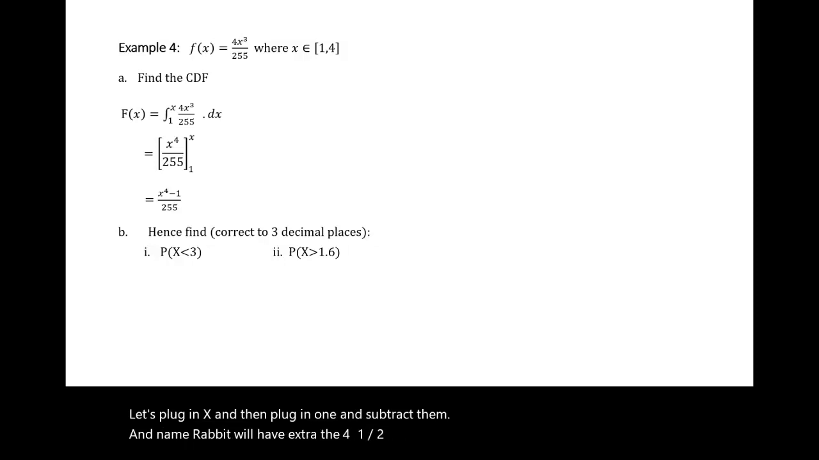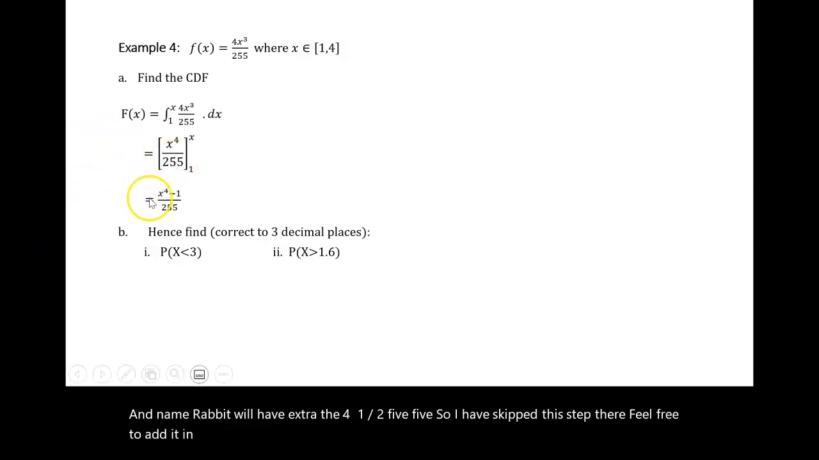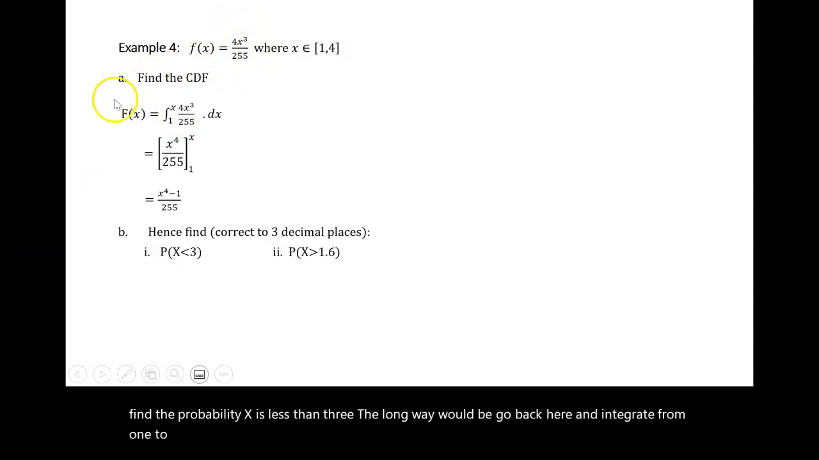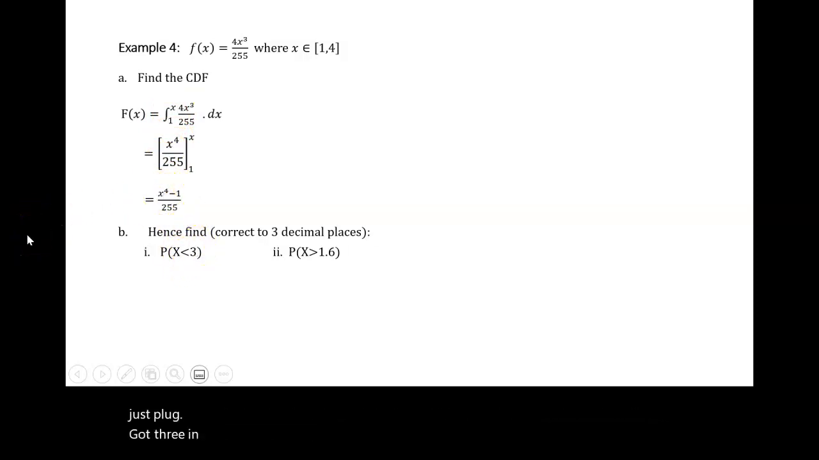So I have skipped a step there. Feel free to add it in. But combining my fractions, I thought just made it a little bit neater. Now I've got to find the probability that x is less than 3. Well, the long way would be to go back here and integrate from 1 to 3. But since I've already found the integral from 1 to any random x, I can just plug that 3 in there and do it the easy way.